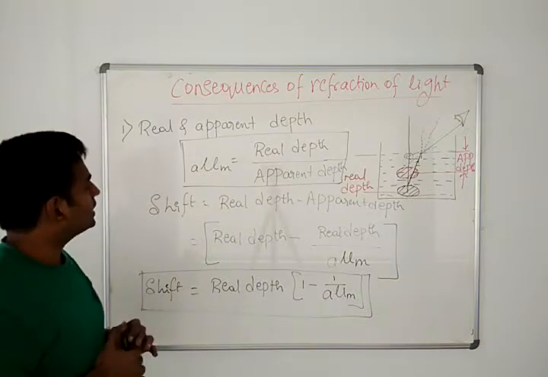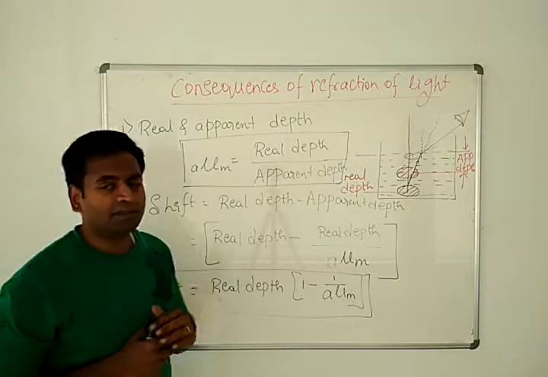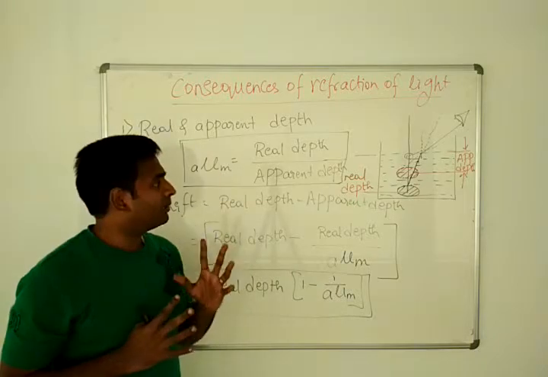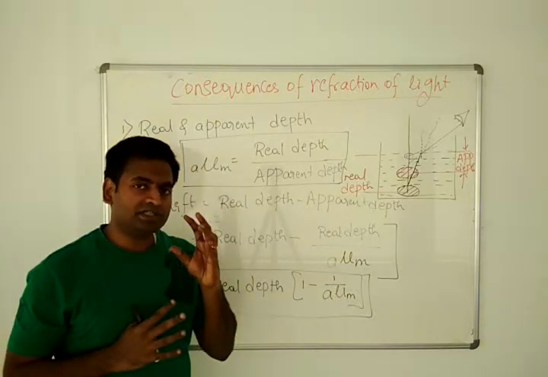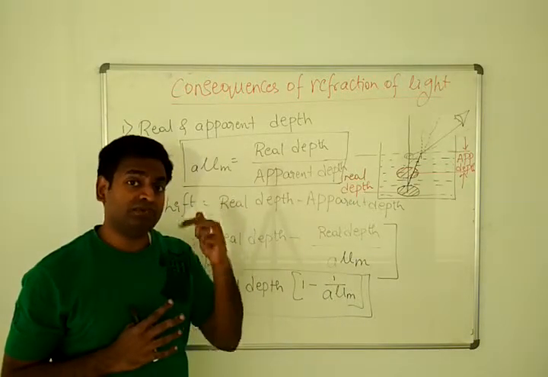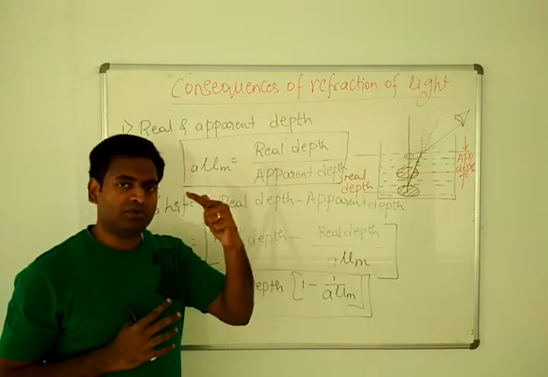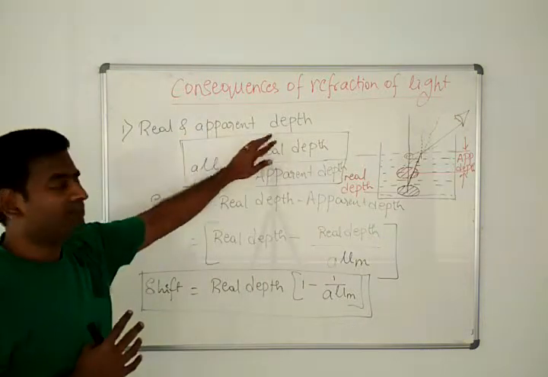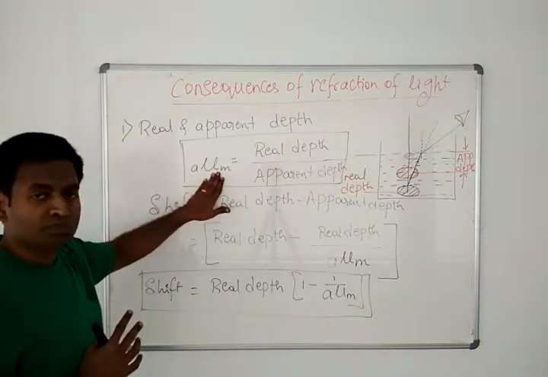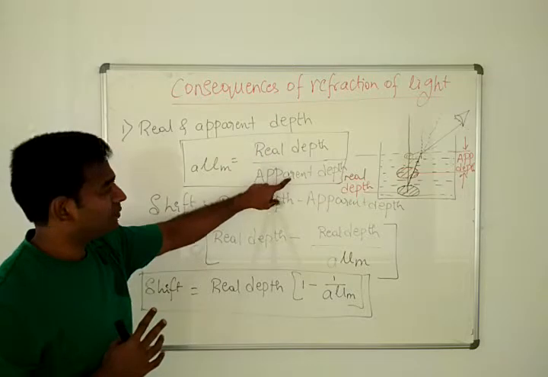In other words, what we can say about real depth and apparent depth is, whenever an object placed in a denser medium is viewed from the rarer medium, then the object in the denser medium appears to be raised. And what is the relationship between them? The relationship is that mu of the medium is equal to real depth by apparent depth.